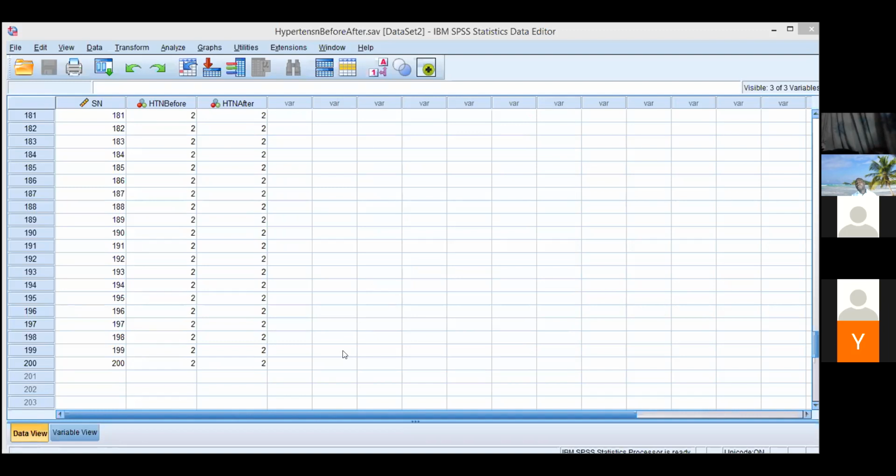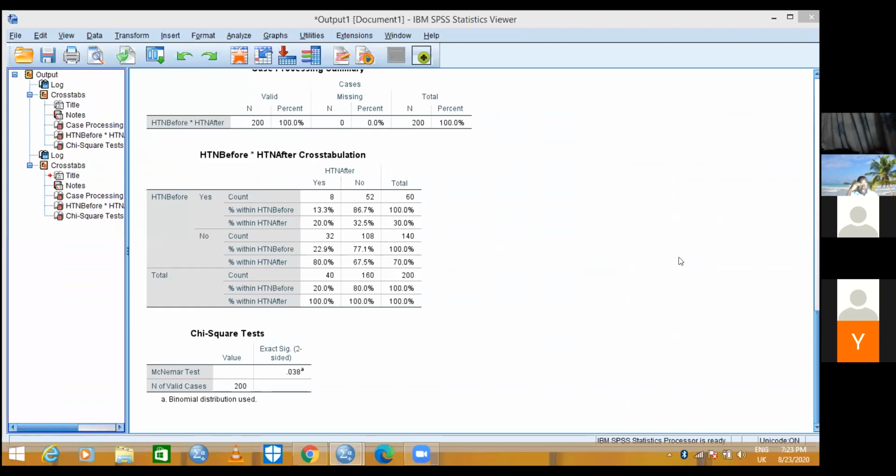Instead of going into the results, share the result. Unshare this one, share the results. This is the result, sir. No, we are not seeing it. Please, go again. All right. Can you see it now? Yes, I can see it.